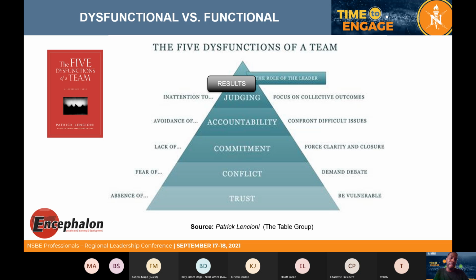Now, there's a book, it's a very well-known book, I'm sure many of you have read it, The 5 Dysfunctions of a Team. So in the book, it defines 5 areas where teams struggle to be effective. And these 5 areas are absence of trust, fear of conflict, lack of commitment, avoidance of accountability, and inattention to results. And the book lays out how an organization can overcome each of these dysfunctions to become a higher performer.